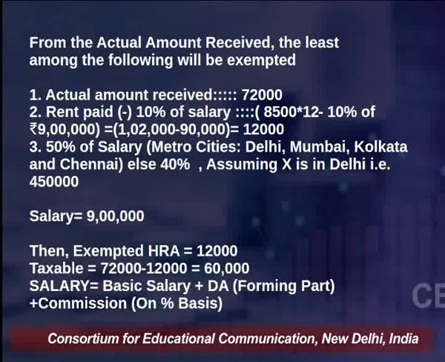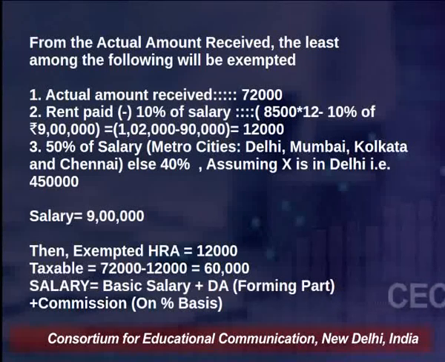So the first limit is your 72,000 rupees. The second limit will be taken up in this case as your rent paid minus the 10% of your salary. Now let us suppose in this case the person is paying 8,500 rupees per month as the rent. So we will be taking the case for the entire year and would subtract the 10% of your salary, which is 10% of your 9 lakh rupees. So that is how we come to your point number 2. And in the third scenario, we will be directly taking up the 50% of your salary.